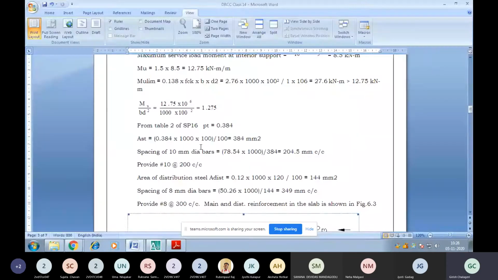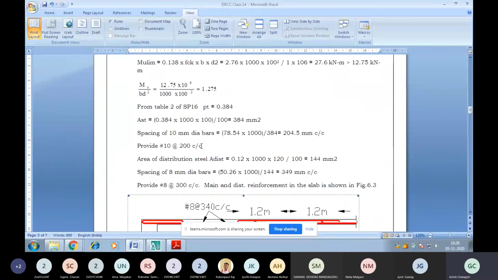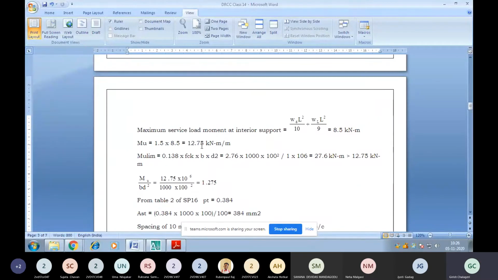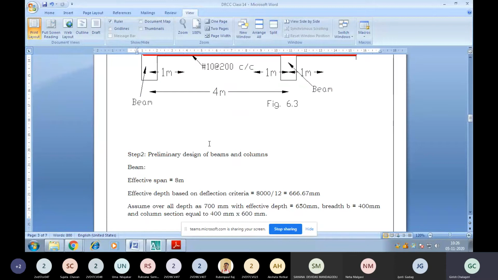The same thing we have shown here. The slab reinforcement will be in this fashion. Once we complete the design of the slab, I told how to calculate the moment using IS 456 Table number 12 and 13: 12 for bending moment coefficients and 13 for shear coefficients. We have come to know both of them and we are providing the steel here.